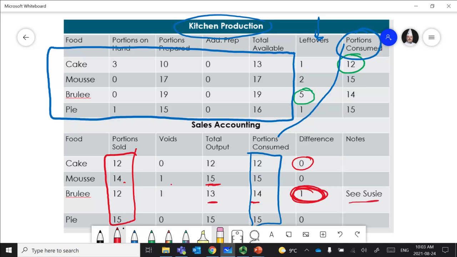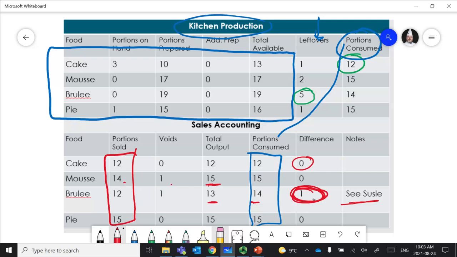And I mean, the textbook says, see Susie. Well, we don't know if it's Susie or if it's Frank or it's Bob or it's Jim, right? What this tells us is we had a creme brulee leave the kitchen, but we don't know where the money went. We didn't get any revenue for it. So 1 brulee, maybe not a big issue, but this is a very small sampling of our overall menu. There's only 4 items here.